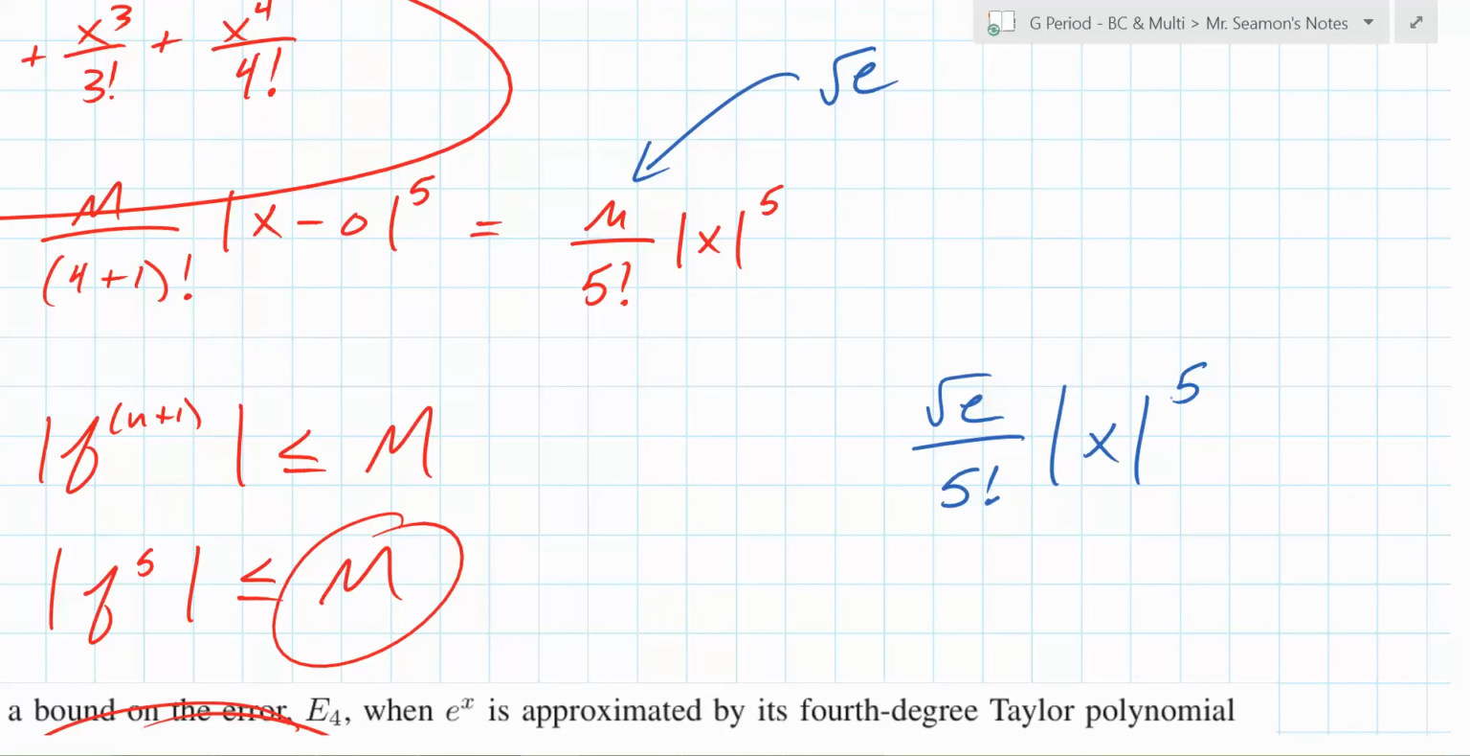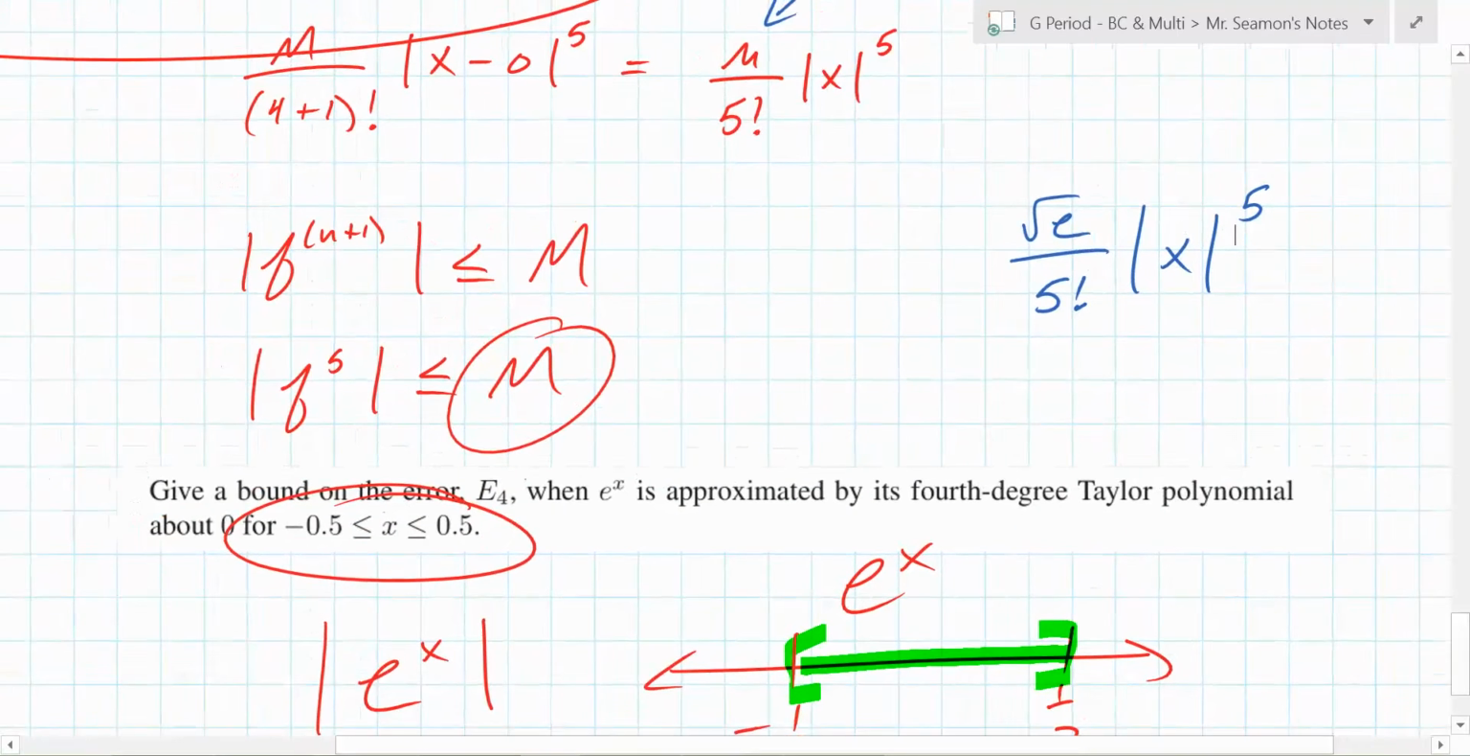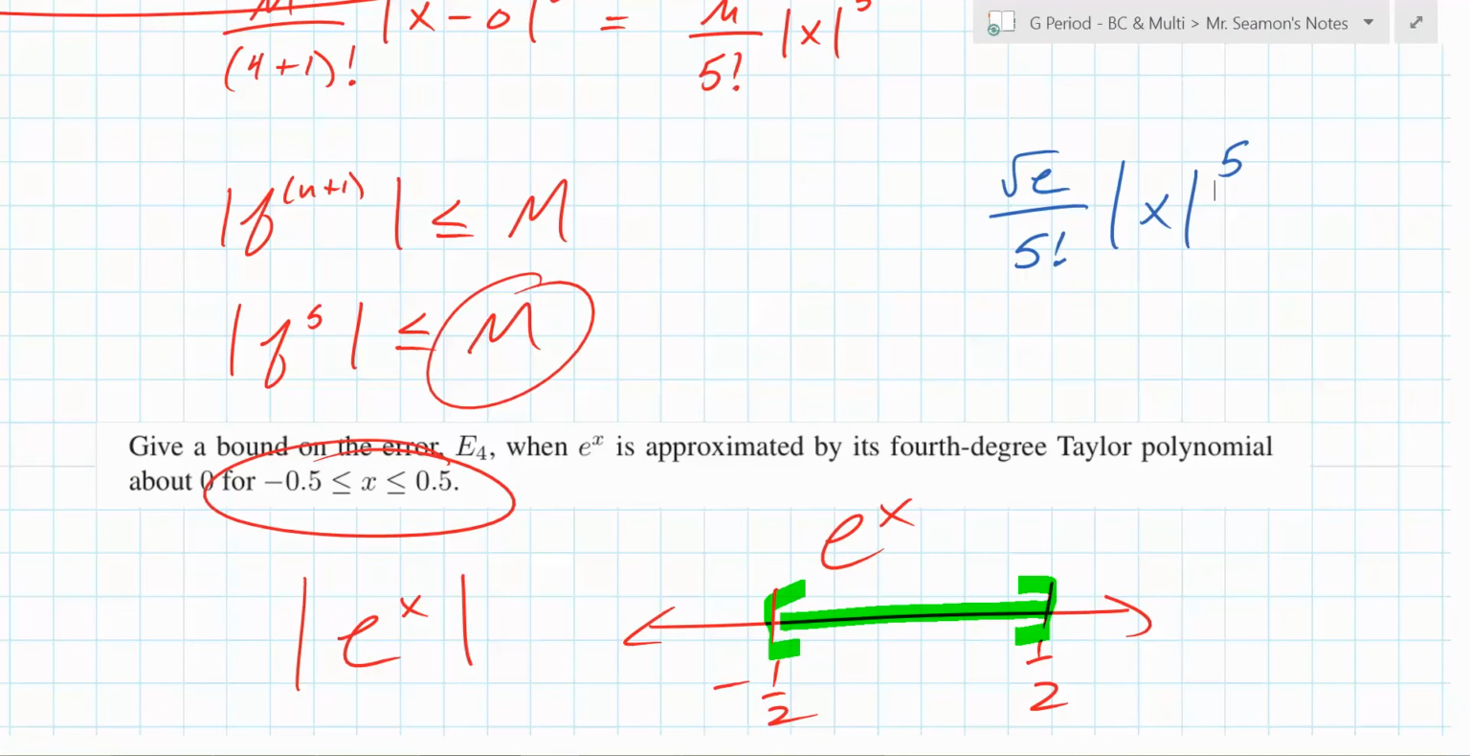We don't like having, well, we like a number, right? We'd like to know, let's read this here. It says, when e to the x is approximated by its fourth degree polynomial about 0 for x between negative 0.5 and 0.5. We plugged in 1/2 to find our maximum, the maximum of our 5th derivative. So what do we have to plug in for x right here? 1/2. That's where the maximum is going to occur, so we need to plug that in.